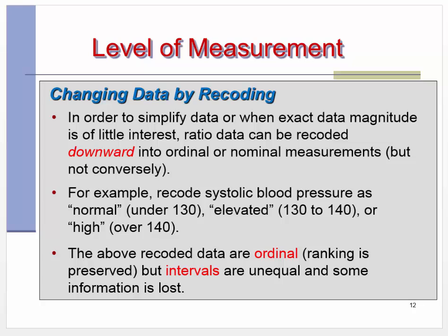For example, when we measure blood pressure, we can use the exact ratio data of mercury height of 120, 130, or 145, or we can recode it downward. We say normal pressure if it's under 130, elevated if it's between 130 and 140, or high blood pressure if it's over 140. This newly recoded data are ordinal, as ranking is preserved, but intervals are unequal and some information is lost.